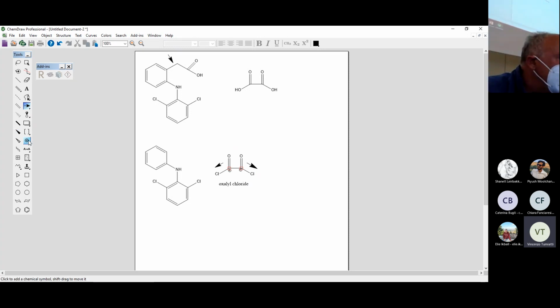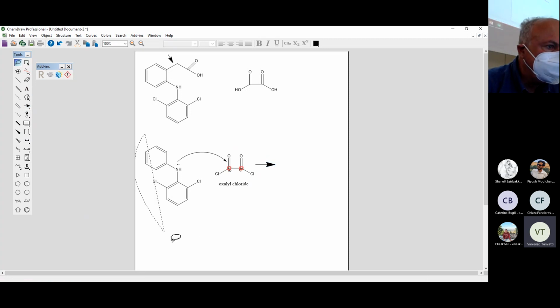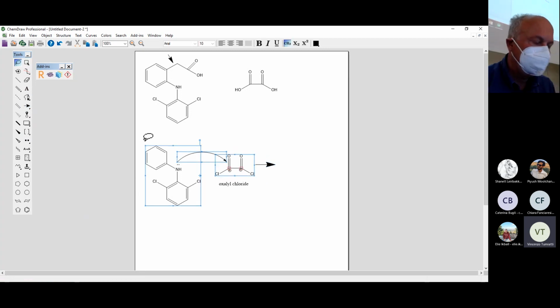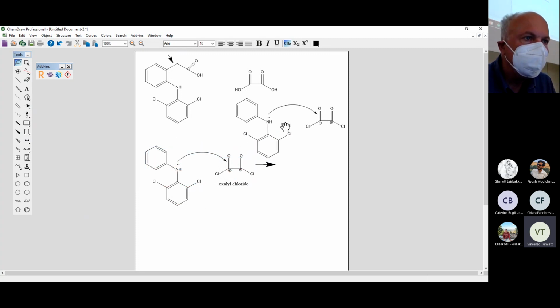And then we have a lone pair on the nitrogen, and then we can have an attack directly on one of the two carbonyls to give this compound. Just a moment.